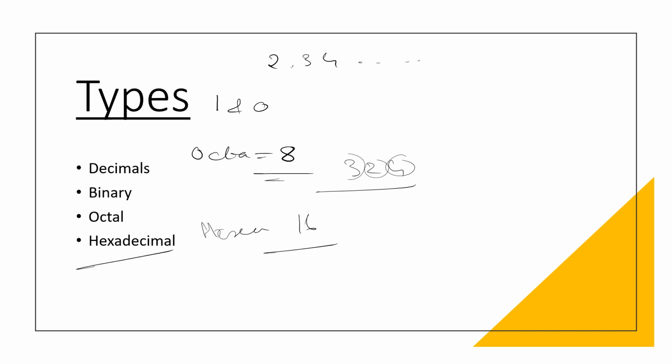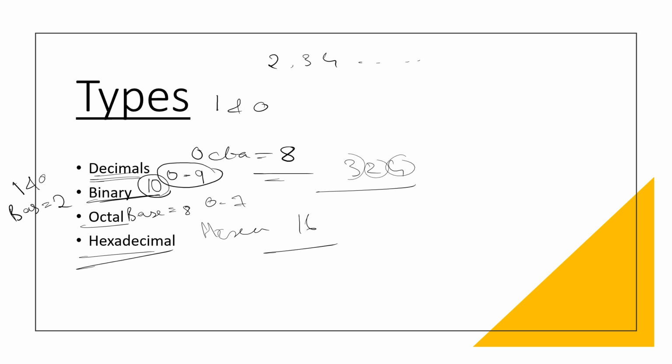Now, when it comes to decimals, the base value of any decimal is 10, okay? And you can write the decimal numbers from 0 to 9. So the base value is 10 and the numbers that you can use are 0 to 9. When it comes to binary, the base value is 2, right? The base value is 2 and the numbers that you can use are 1 and 0. Octal, like I told you, is 8, which means the base value is 8 and the numbers you can use are from 0 to 7.